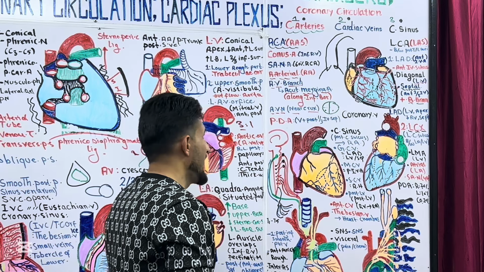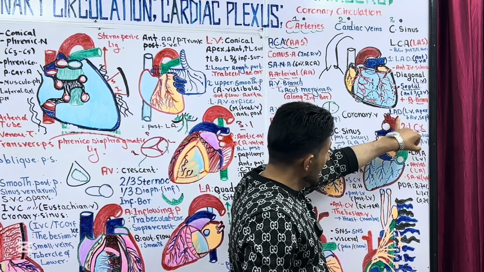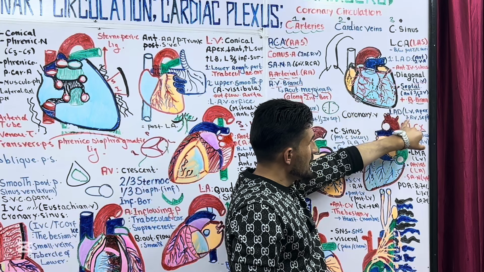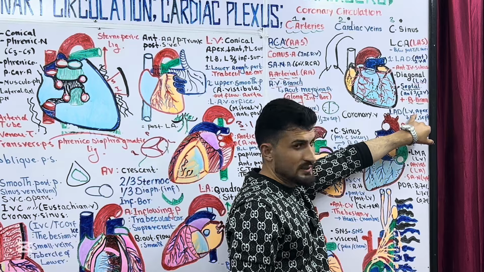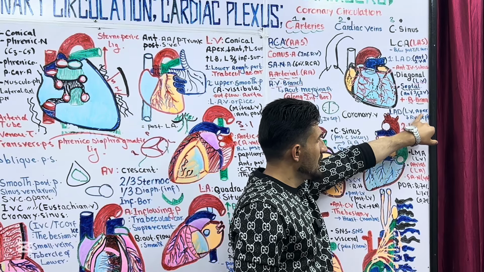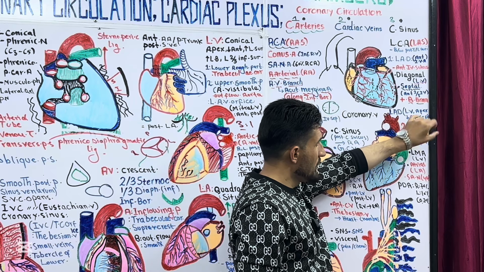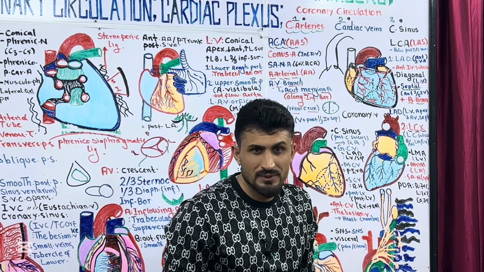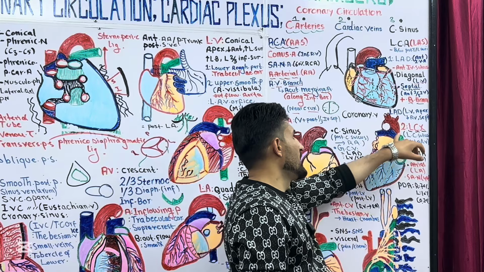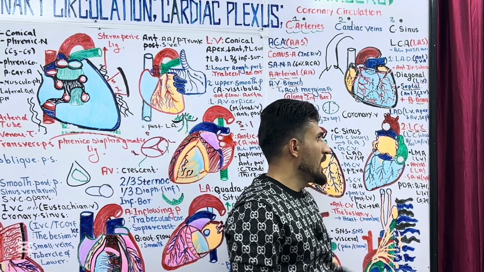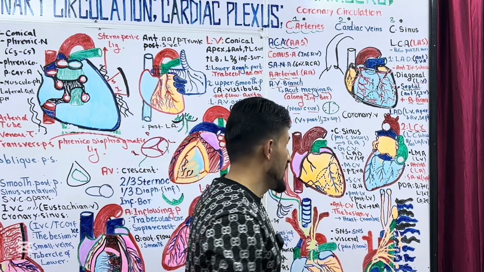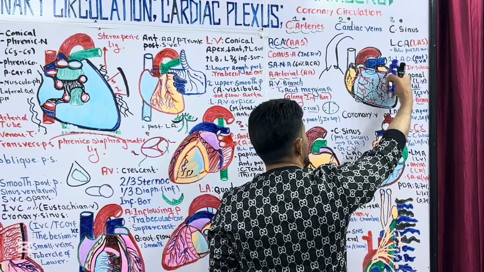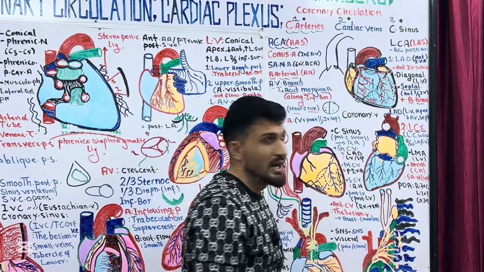Got it? Now at the end, left anterior descending coronary artery supplies some parts of the left ventricle, apex of the heart, a small part of right ventricle, plus septum. Got it? Now let's talk about circumflex artery or left circumflex artery, which is the part of left coronary artery.